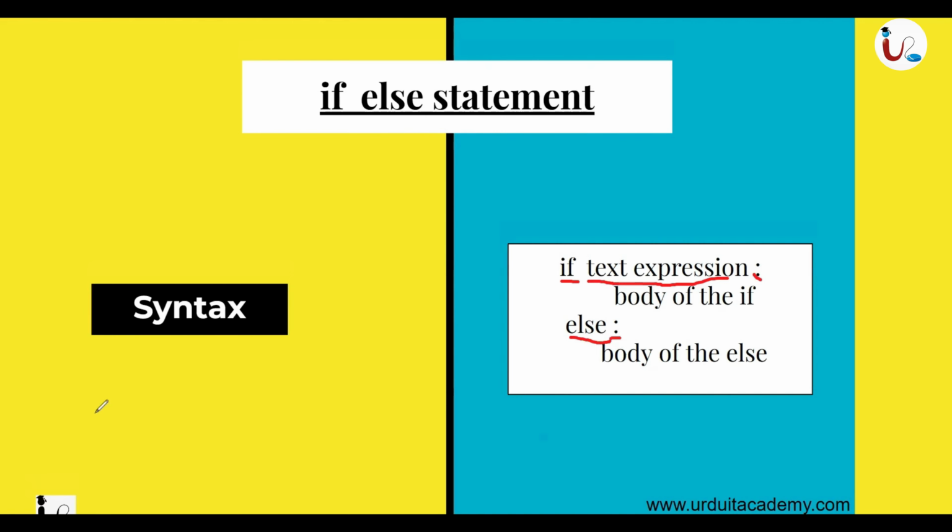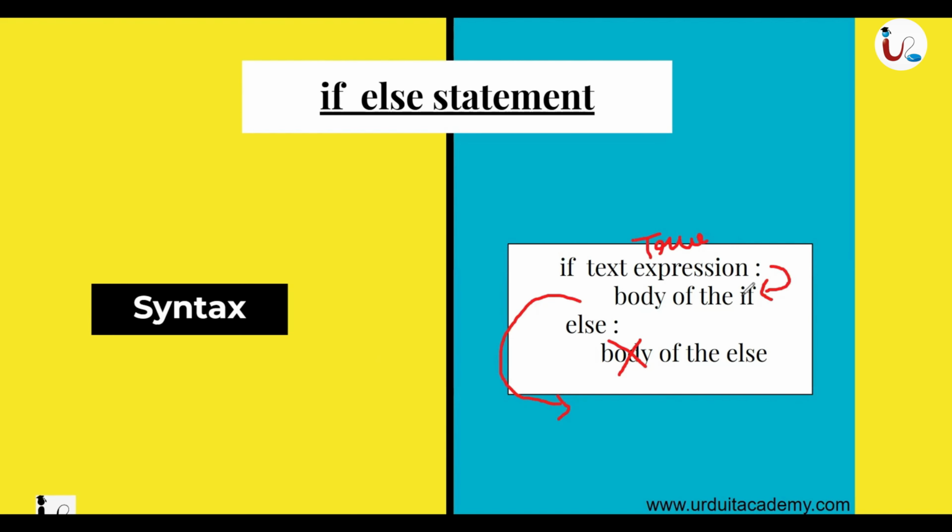Here, the computer will check this condition. It can be any condition, for example, number equal to 5, name equal to Sarah. Imagine this condition is true. Then the computer will go inside and it will execute the body of the if, and it will skip the else block and go directly below the if.